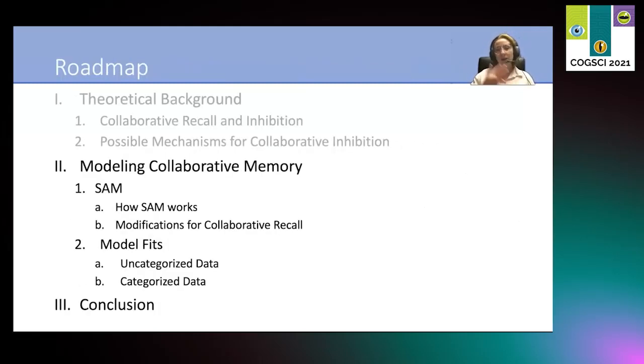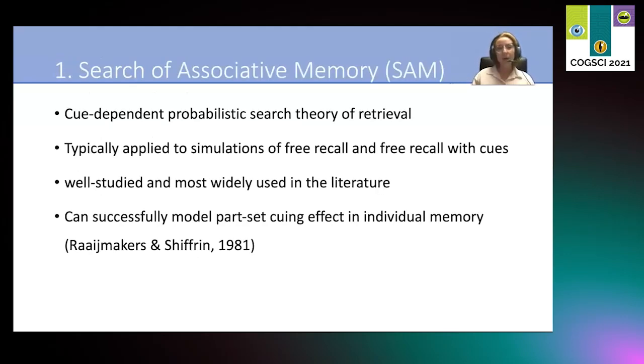Okay, so that's the brief theoretical background, and now we can jump into looking at what we did for the modeling aspect. All right, so the model that we chose is the Search of Associative Memory model, also known as SAM. It is a cue-dependent probabilistic search theory of retrieval. It's typically used in free recall and free recall with cues.